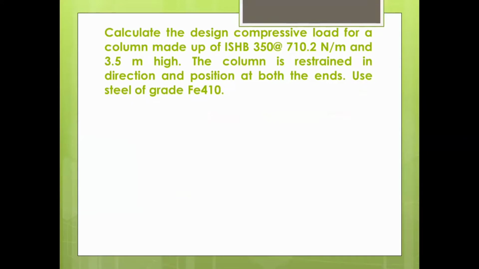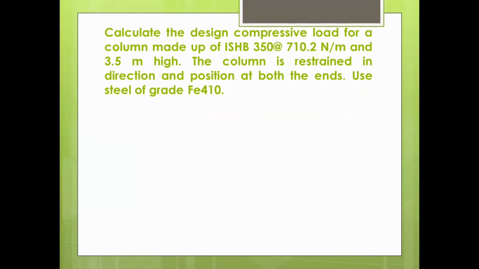Here is our problem statement. Calculate the design compressive load for a column made up of ISHB 350 at 710.2 Newton per meter and 3.5 meter high. The column is restrained in direction and position at both the ends. Use steel of grade Fe410.